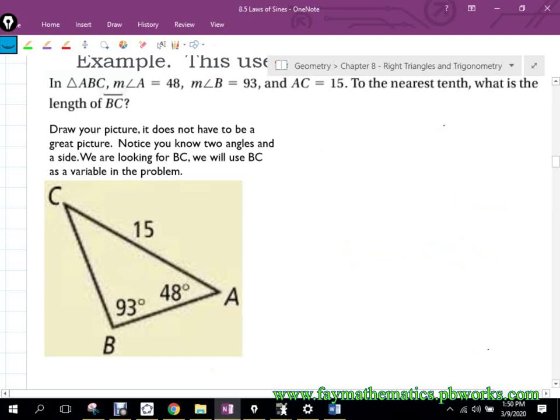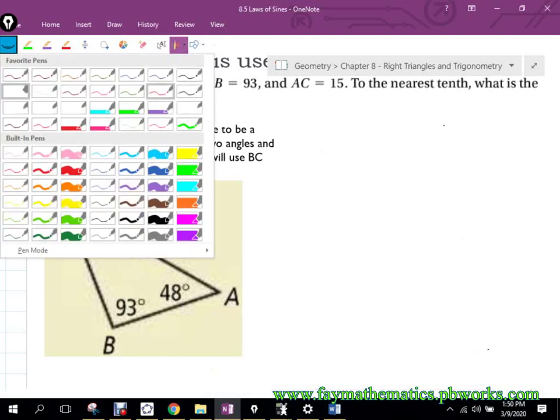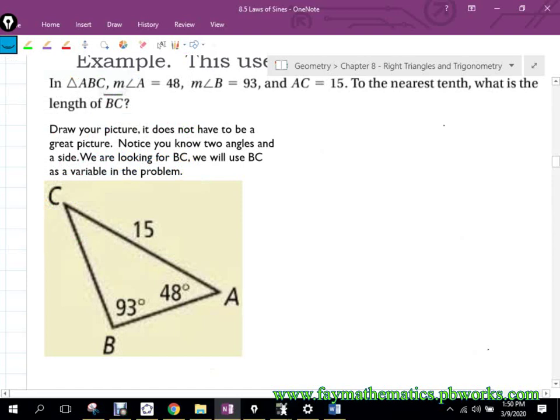The sentence at the top just gives me a setup of that triangle with the information that's in it, so you don't need to write that down. Just draw the picture. And we're going to be asked to find the length of BC. One thing I want to make sure we understand is that obviously this is not a right triangle. 93 degrees is an obtuse angle, so I cannot have a right angle in there with an obtuse angle. So I know angle C is not 90 degrees.